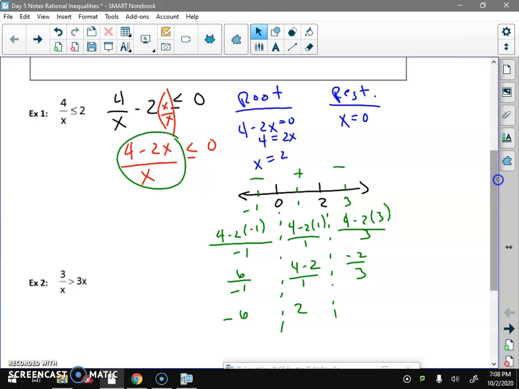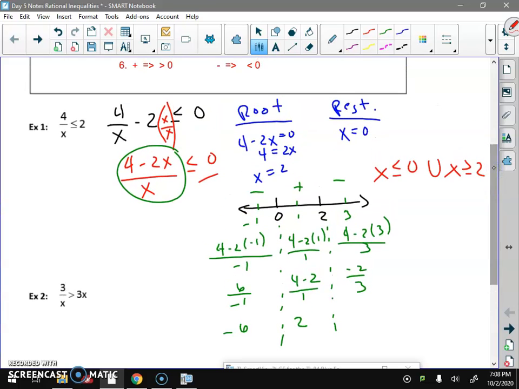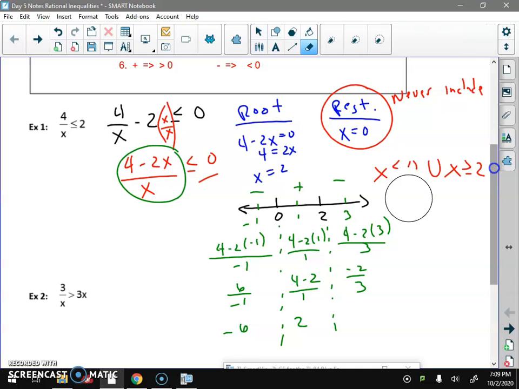And what regions, what color do we have? Red. What regions do I want for less than 0? I want the negative. In other words, x is less than 0 or x is greater than 2. And since it's equal, it's equal, but it's not, because you can never include restrictions. It's undefined. Bad domain value. So I'm going to take this out. I think I have to redo it. Include the 2, can't include the 0.